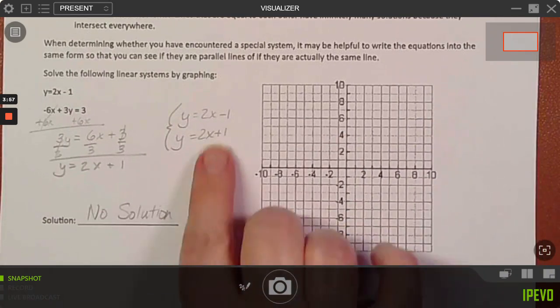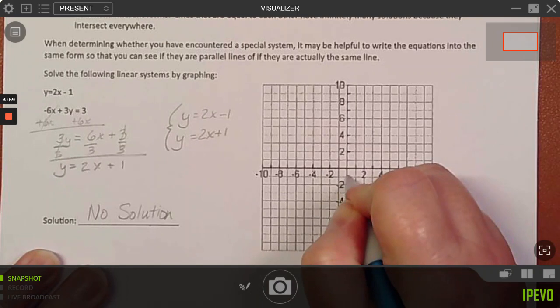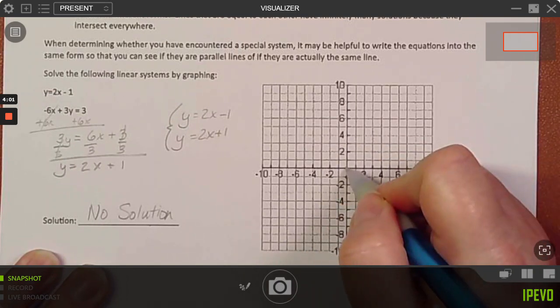So our y-intercept is negative 1 for the first equation. Our slope is 2.